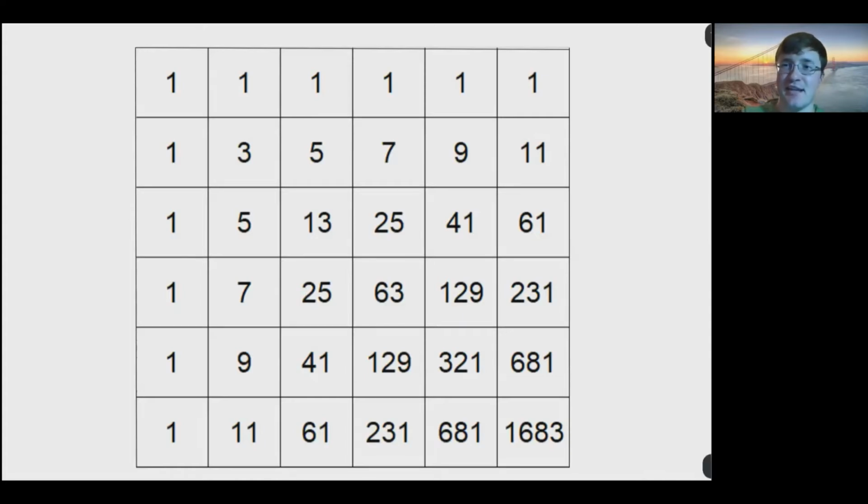But instead of just adding the two neighboring entries here, we're adding the three entries: up, left, and diagonally up and left. So for example, to start out with, we would have 1 plus 1 plus 1, which gives us 3. And then to get the next entry down, we have 3 plus 1, which is 5. And then similarly, this one is 1 plus 3, which is 5. And then adding these together gives 5 plus 3, which is 13, and so on.